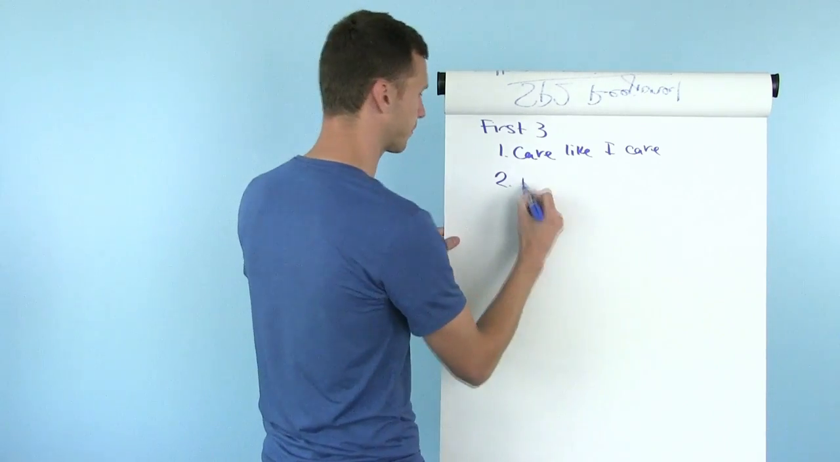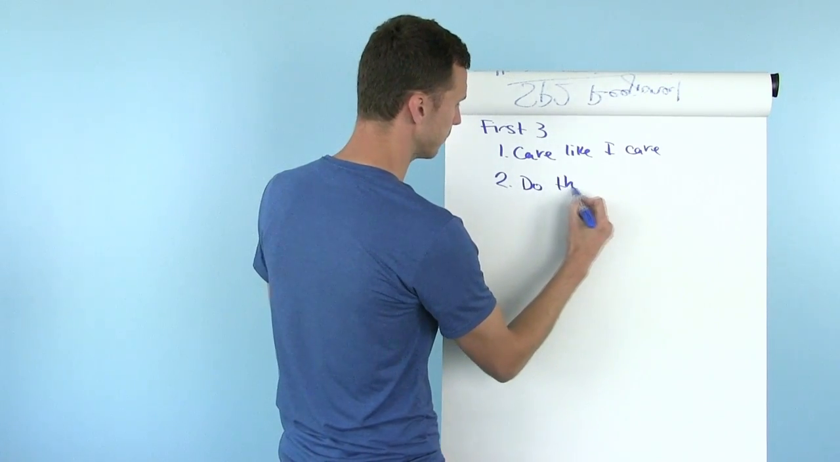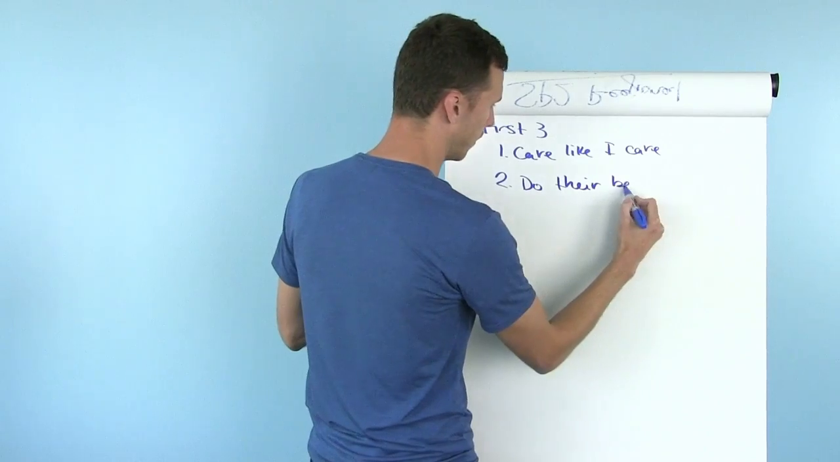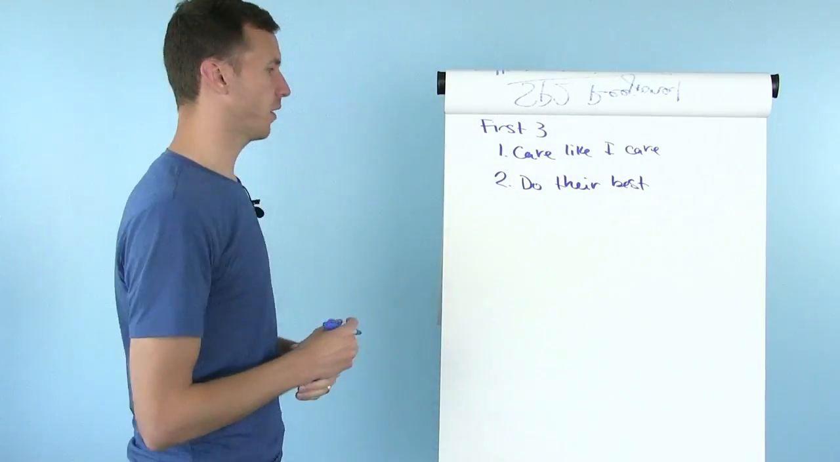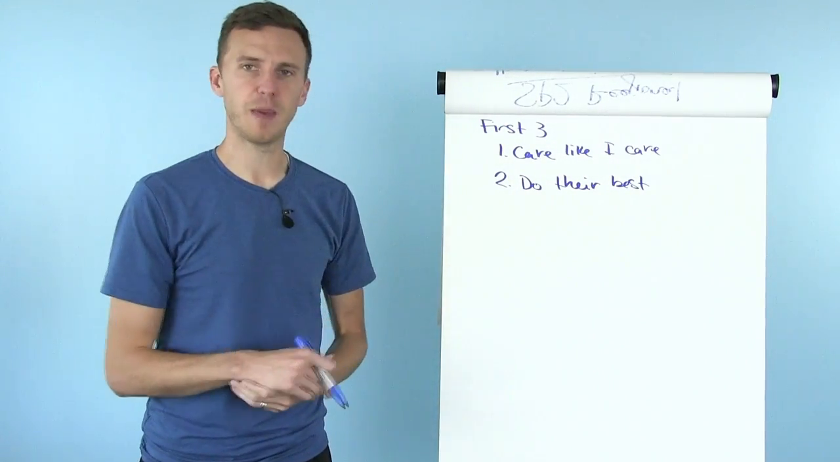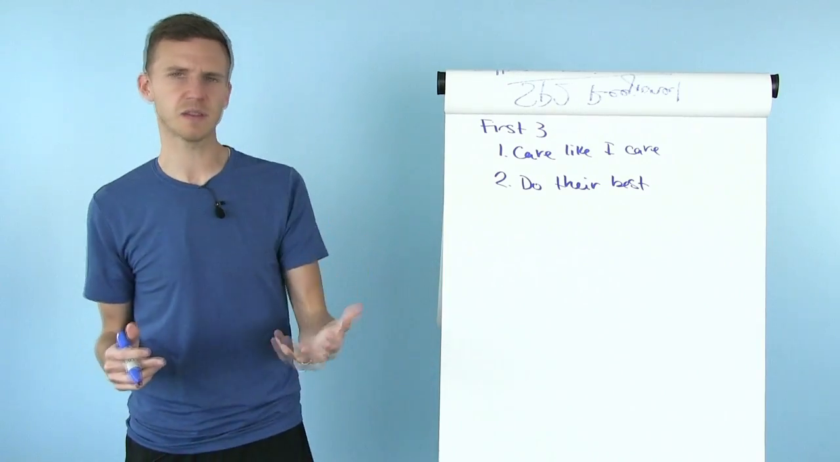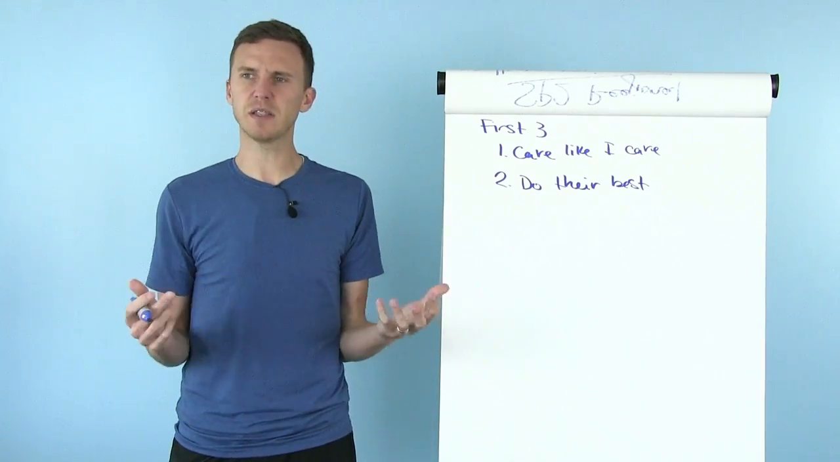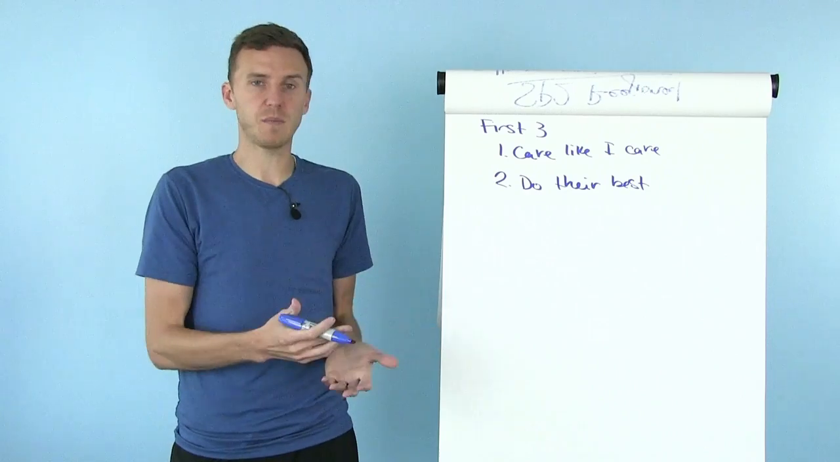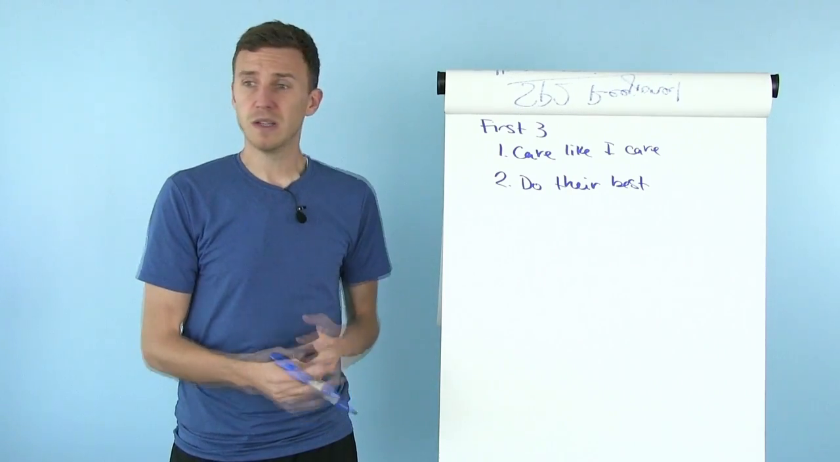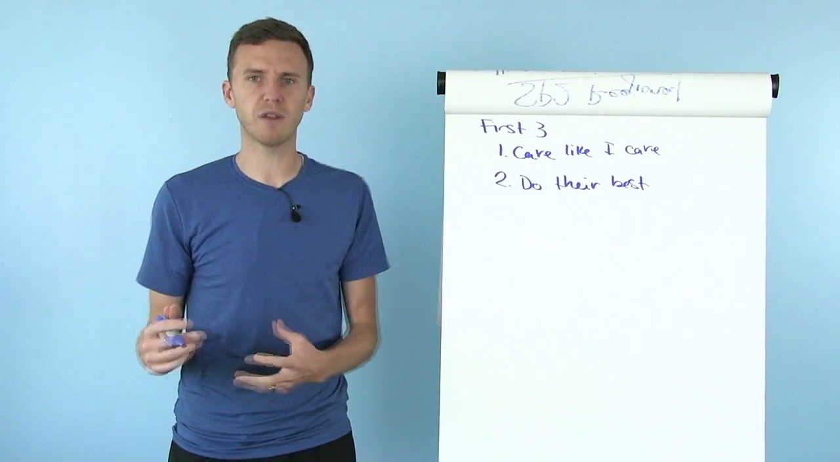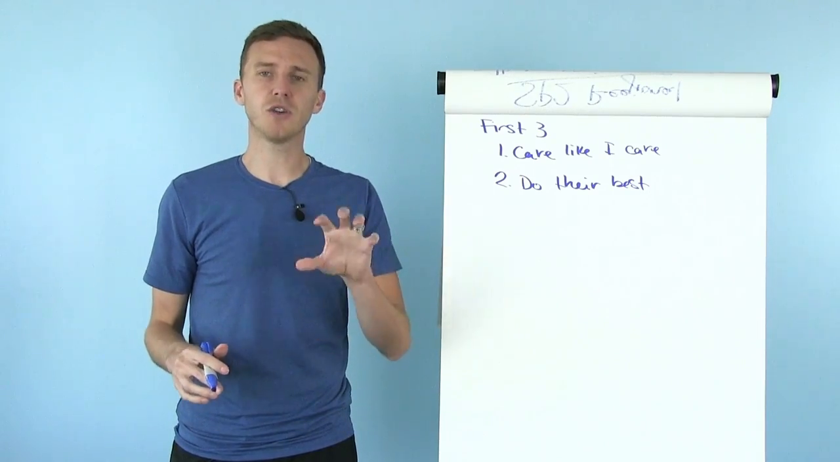Number two, I expect everybody in the organization to do their best. Everybody's best is different. You're going to have some closers that you're working with, and some of these closers, their best may be 7 a week. Some might only be 4 a week. Whatever their best is, you're going to require it of them.